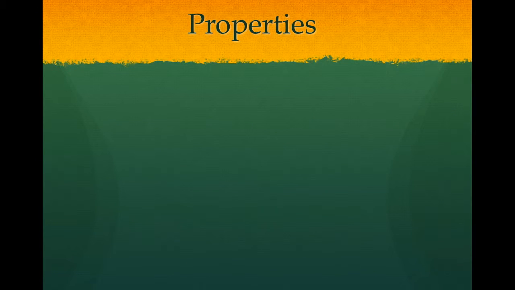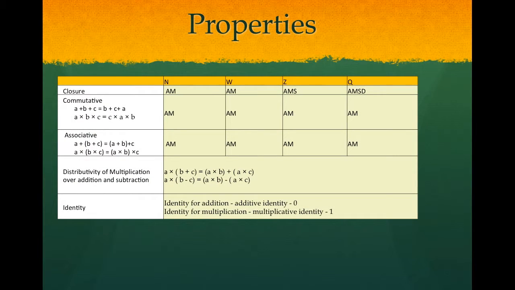Here we will be discussing a few of the properties of natural numbers, whole numbers, integers and rational numbers. So we have all these properties in this table. We have the closure property, commutative property, associative property, distributivity of multiplication over addition and subtraction, and properties of identity. So we have the natural numbers, whole numbers, integers and rational numbers. To understand this table, let's understand the properties individually.